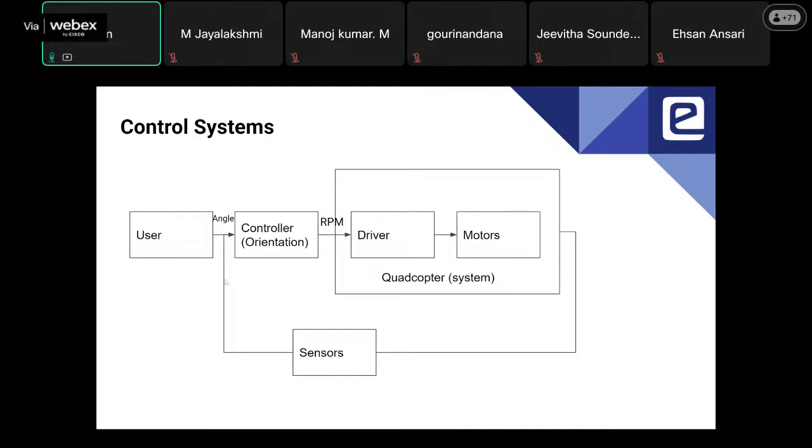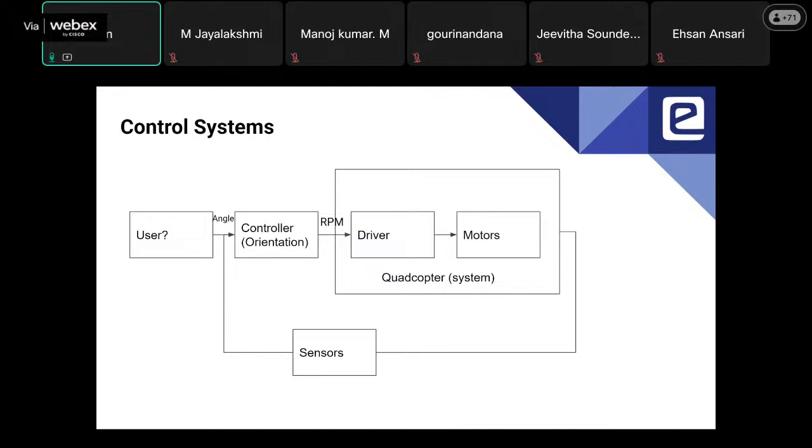Now again comes the question, is the user able to directly give angle inputs to the controller? Can the user specify, like, I want to move 10 degrees, I want to move 5 degrees to the left? Is it possible for the user to specify like that? Is it possible for the user to say, I want to do 10 degrees, 30 degrees, something like that?